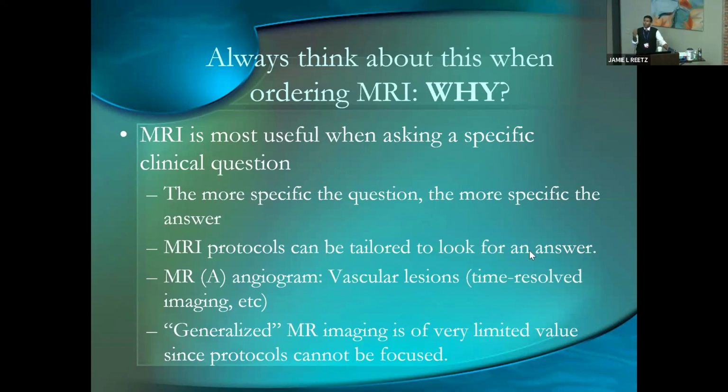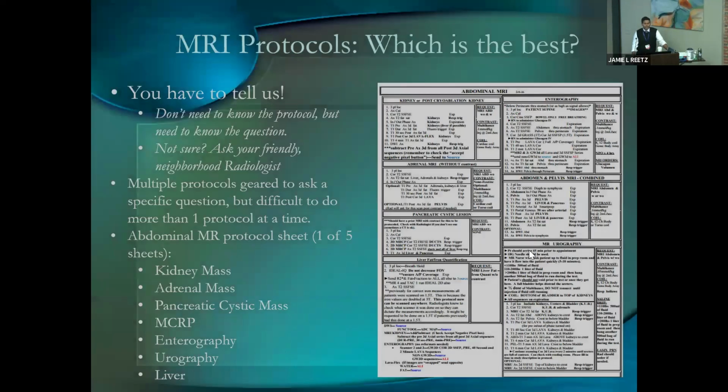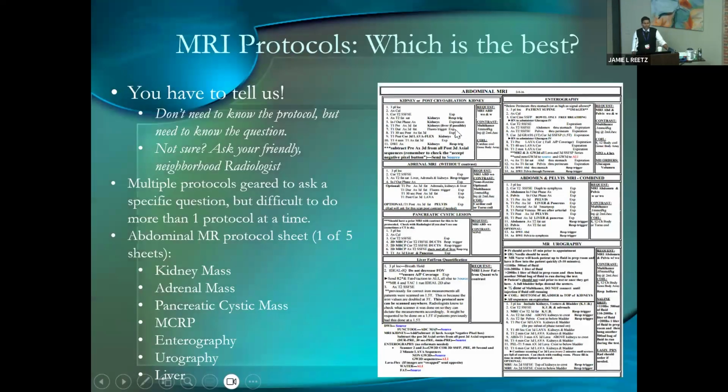But the reality is the more specific you are with what you're looking at, the more I can tailor that MRI. Just to give you an idea, if you order an abdominal MRI, you're going to get a question from me: what are you looking for? Is it a pancreatic cystic mass? Are you looking for an adrenal mass, a kidney mass? Are you doing an MRCP? Are you looking for enterography? This is just one of like 5 pages of the UW abdominal protocols for just abdomen MRI. For CT, it's just contrast, no contrast, multiphasic, non-multiphasic. This is for MRI, and the reason is you can do different sequences to look for different things.